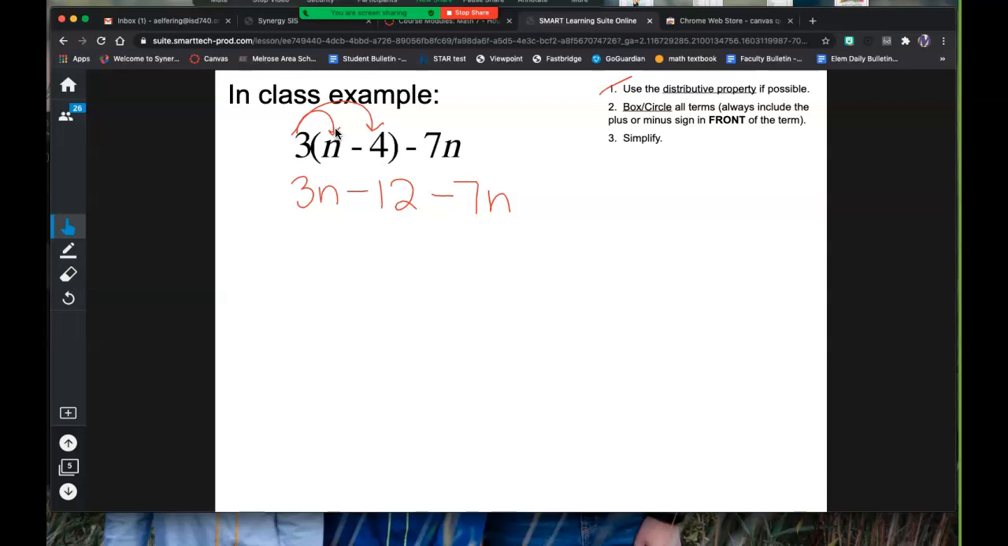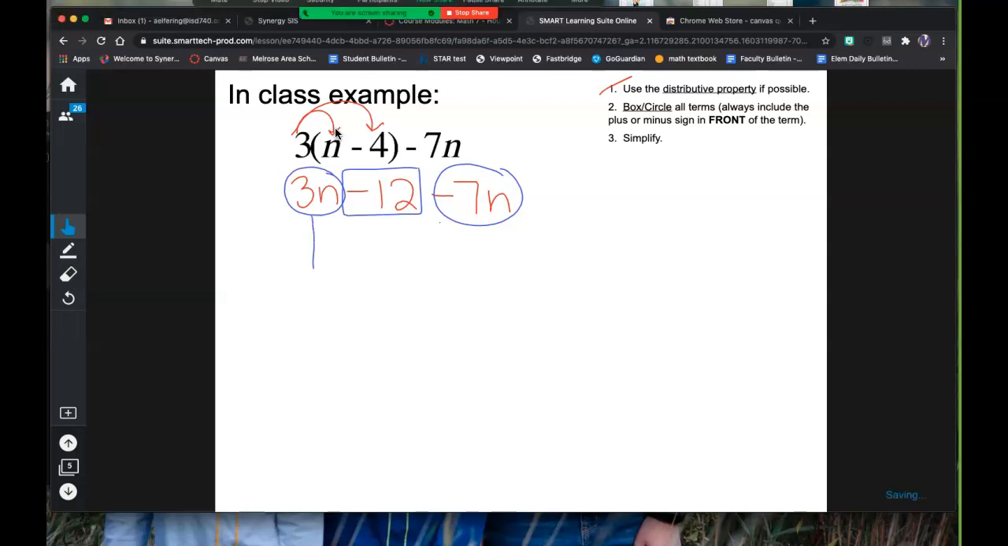The second step is to circle or box my terms. So I'm going to circle the 3n. I'm going to box the minus 12. Remember to include that minus sign with it. And I'm going to circle the minus 7n. So far, so good?